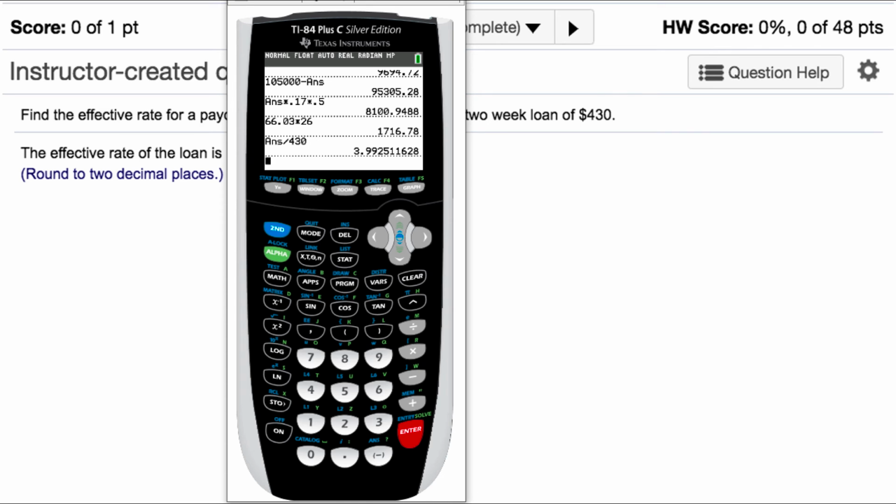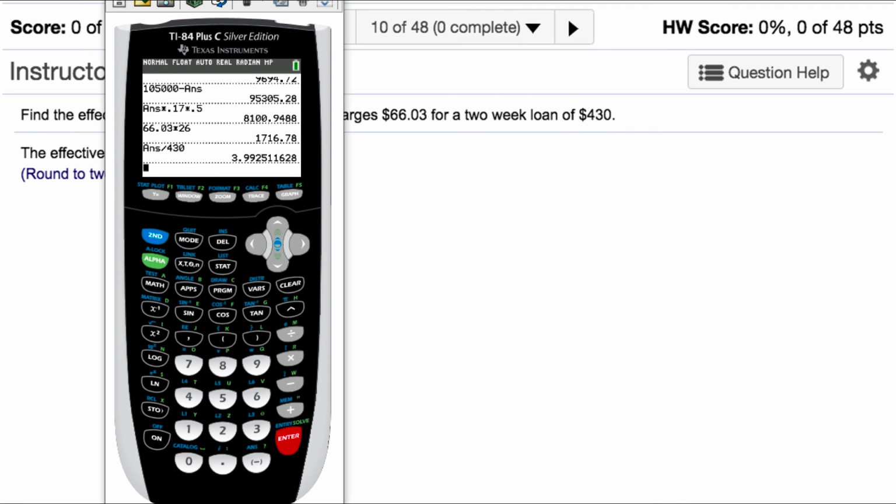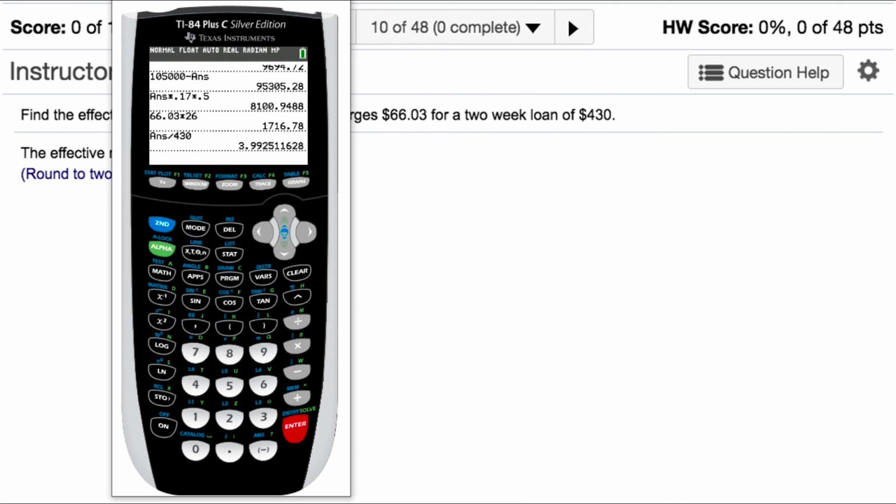And this is actually how payday loans work. They actually do charge 300, 400, 500% interest on their loans. It doesn't seem like a lot over 2 weeks, $66 for a loan of $430. But when you look at that over a year, you notice it's almost 400% interest. That's a lot of interest to be paid. All right, that's how we do that one. Let's go on to our last one.